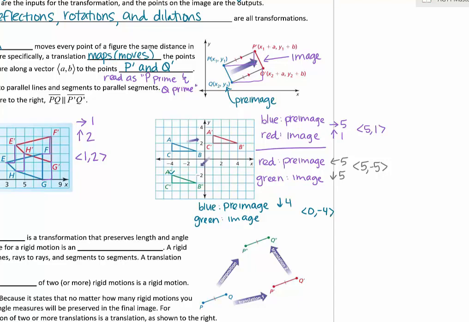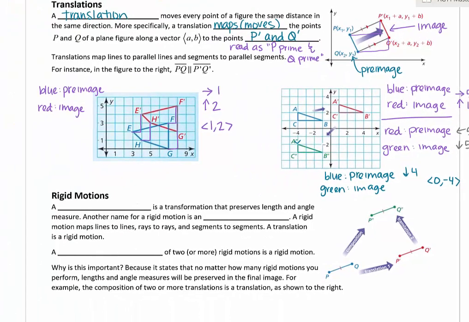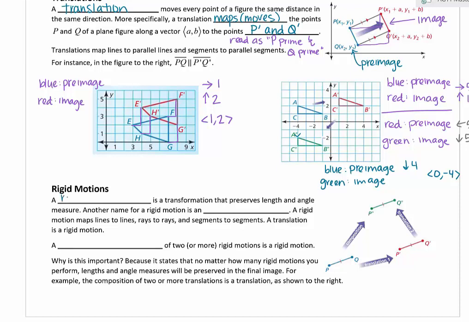So this brings up the idea of a rigid motion. A rigid motion is a transformation that preserves length and angle measure. Another name for a rigid motion is called an isometry. A rigid motion will map lines to lines, rays to rays, segments to segments. And as you can see here, a translation is a rigid motion. It's preserving everything, all the lengths and all the angle measures.